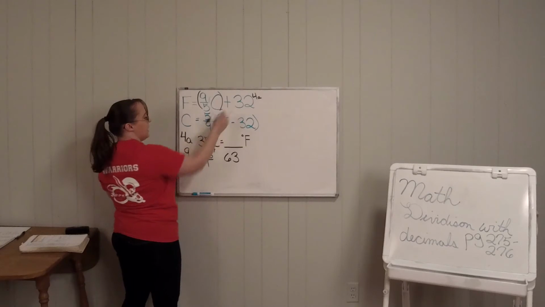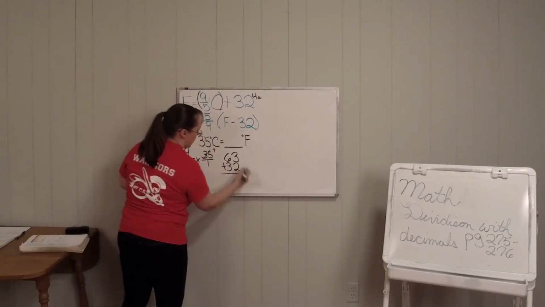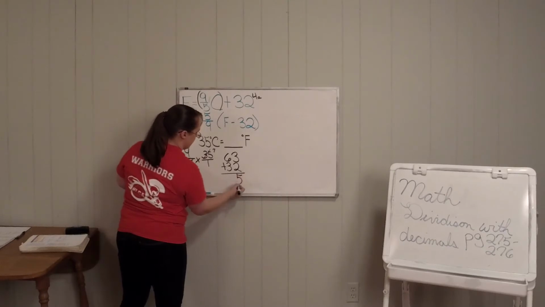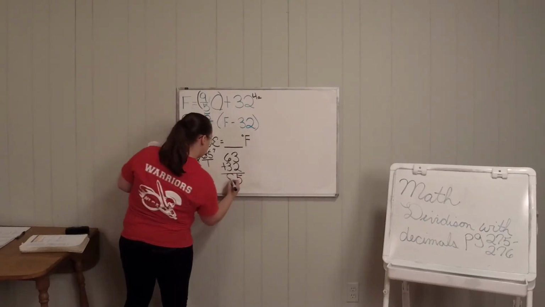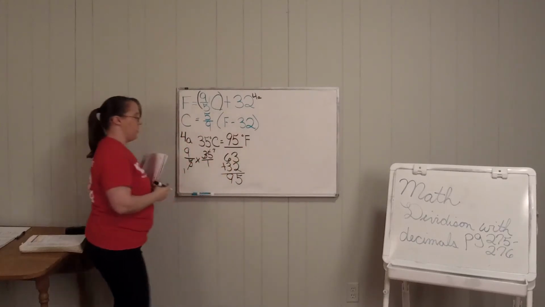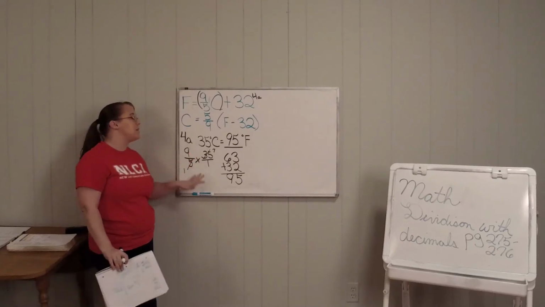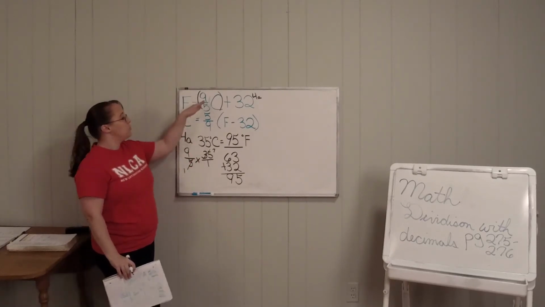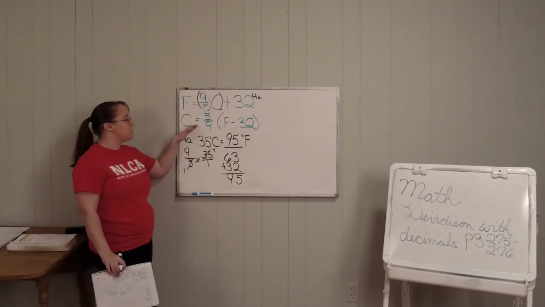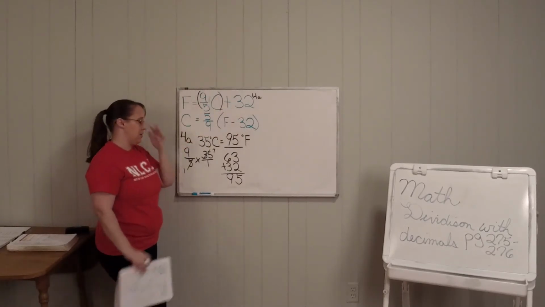Now we have to add the 32 to it. 3 plus 2 is 5. 6 plus 3 is 9. So our temperature is 95 degrees Fahrenheit. You've just got to remember the formulas and the steps to use it. You do the multiplication first in that one. In this one, you do the subtraction first because it's in parentheses.